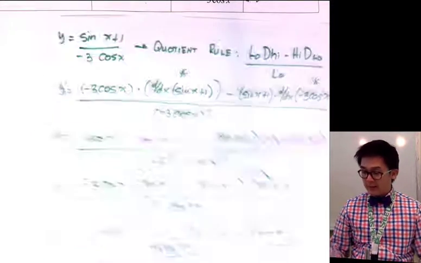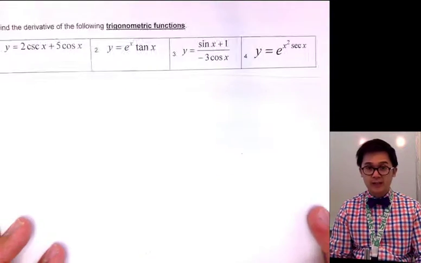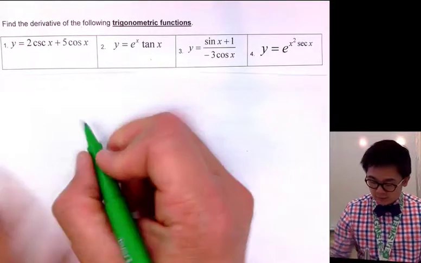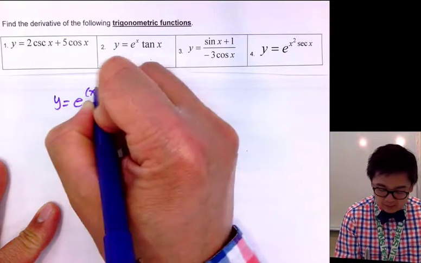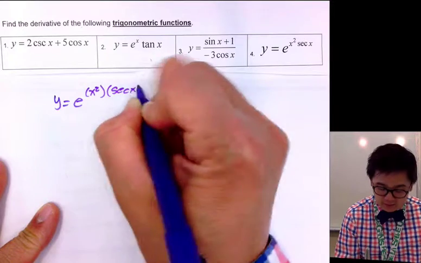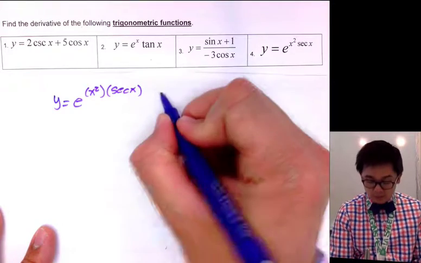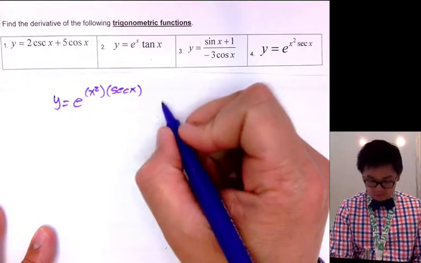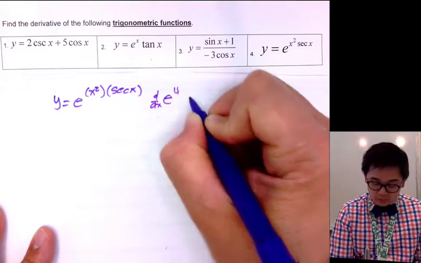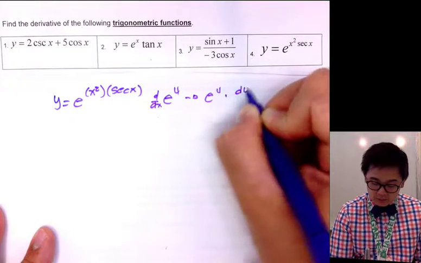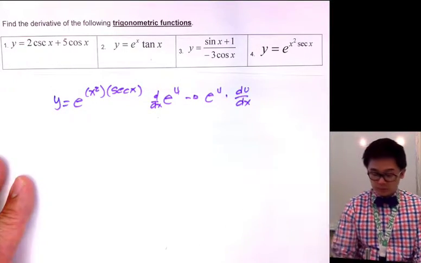Now let's have the last function. Let's take the derivative of e to the x squared secant x. So let's write it down. We have y equals e to the x squared times secant x. Notice that I changed my function again so that you will know that later on we're going to be using the product rule. And we know that the derivative of e to the u is e to the u times du over dx. So we're going to use this as our primary derivative rule for problem number 4.